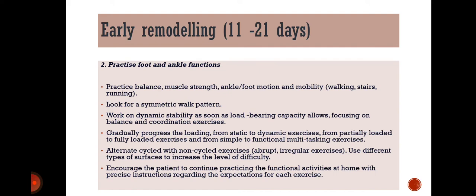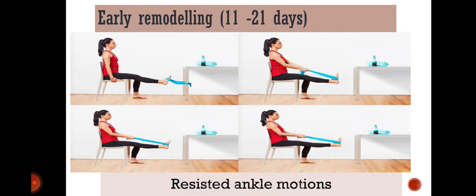Gradually progress the loading from static to dynamic exercises, from partially loaded to fully loaded exercises, and from simple to functional multitasking exercises. Alternate cycled with non-cycled exercises. Use different types of surfaces to increase the level of difficulty, like from soft to hard surface. Encourage the patient to continue practicing the functional activities at home with precise instructions regarding the expectation for each exercise.